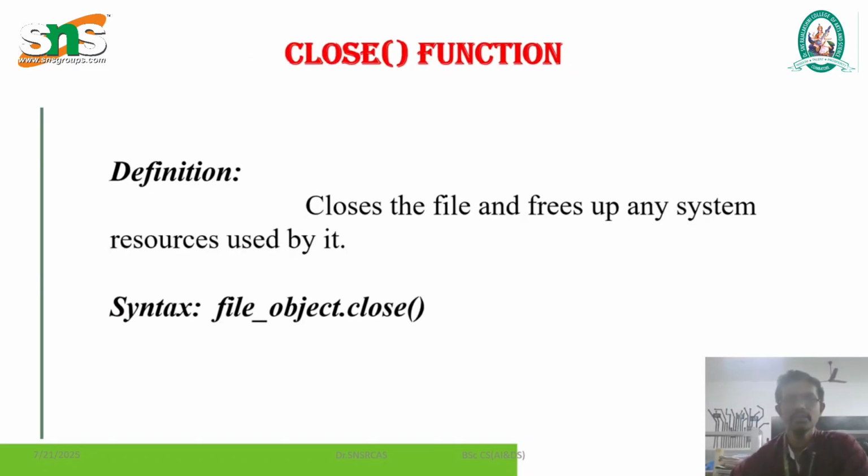Next, we can know about the close function. What is meant by close? If a file is opened, we can close it and free up any system resources used by it. Once we open a file, it takes some resources, so that other files cannot be opened frequently. So we have to close the file. It is used to free up any system resources used by it. We can use the syntax file_object.close.